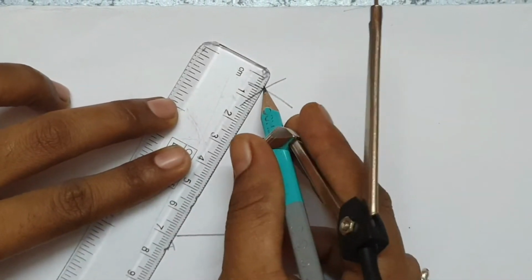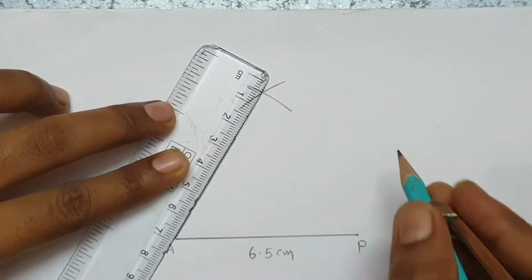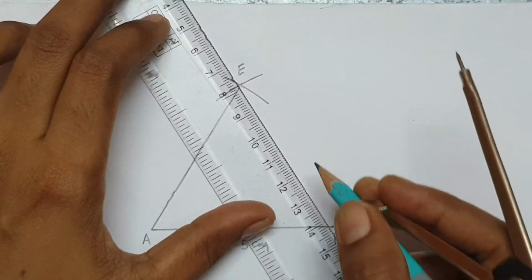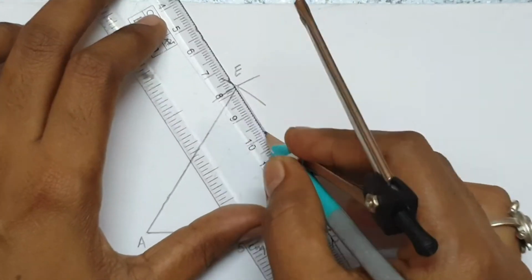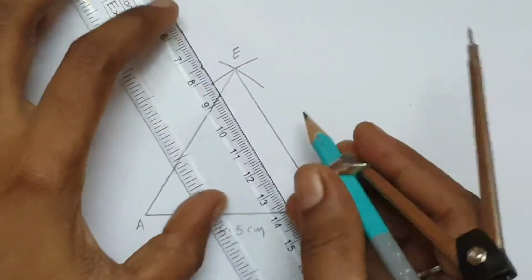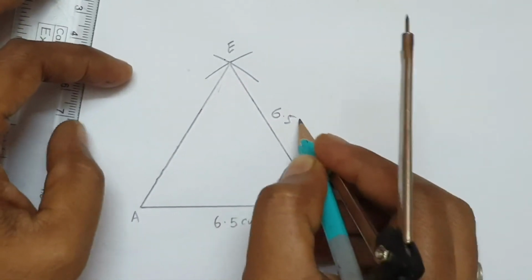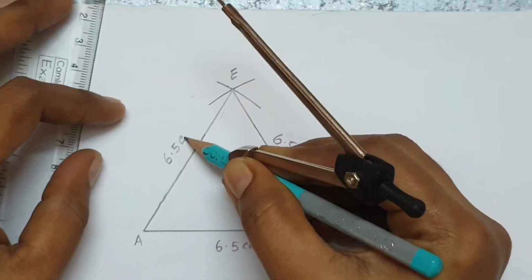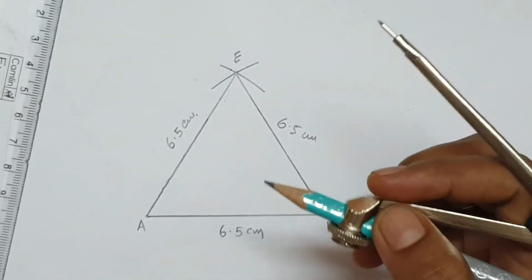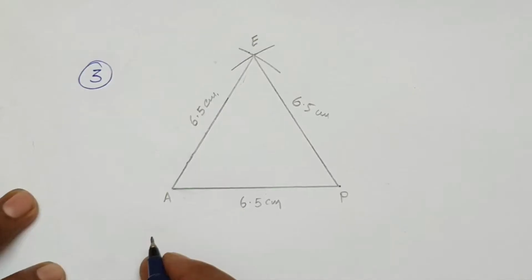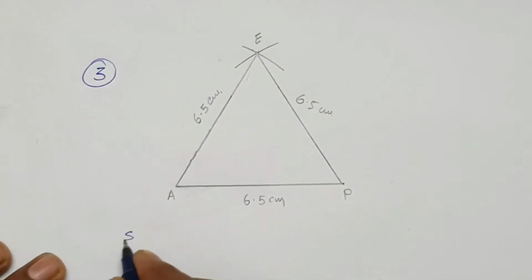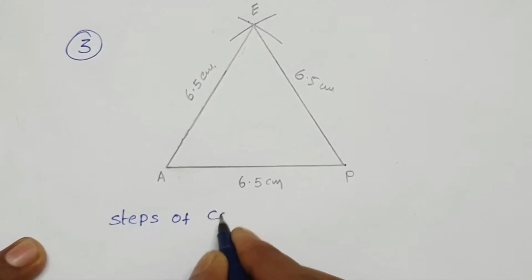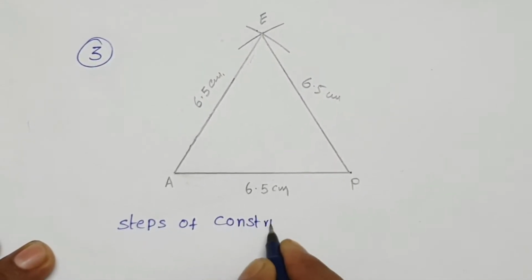AE and PE. Right, measure here: 6.5 centimeters, and this is also 6.5 centimeters. Now, steps of construction.